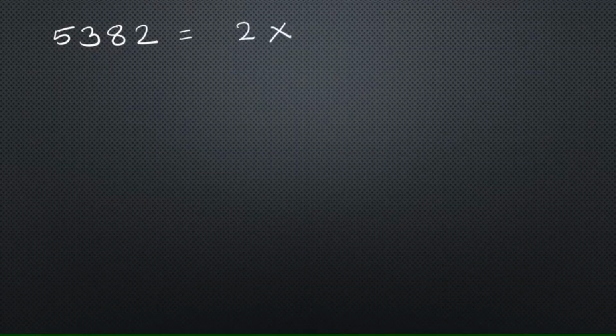So 5382. What is the prime factorization of 5382? Let's take any two factors which, when we multiply them, we get 5382. The last digit is 2, so we take 2 first. So 2 times 2691.